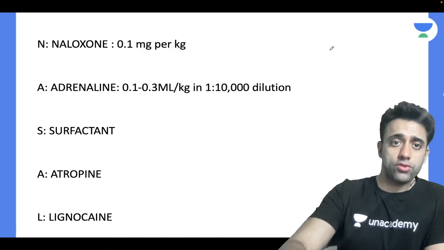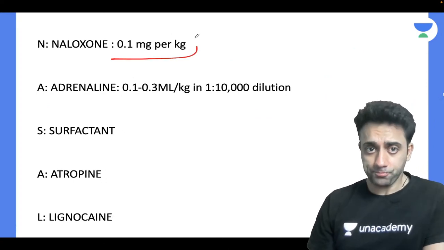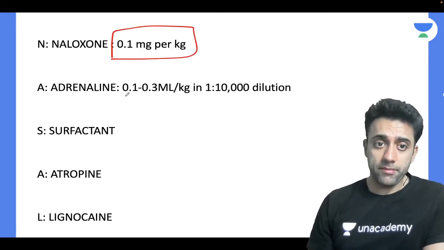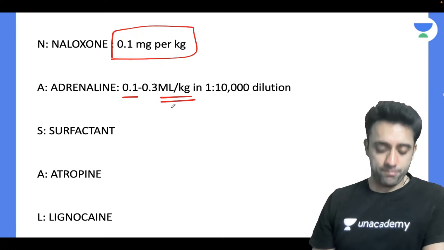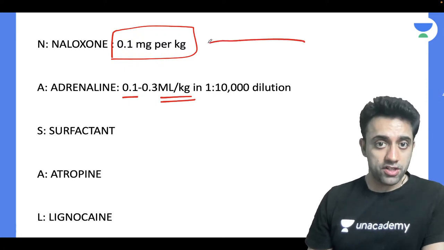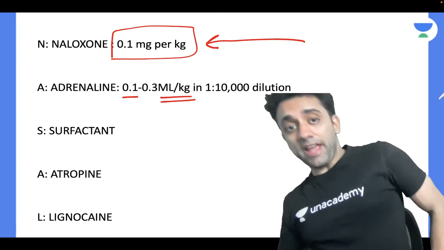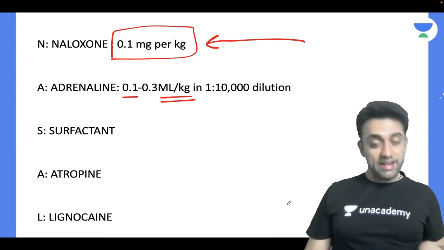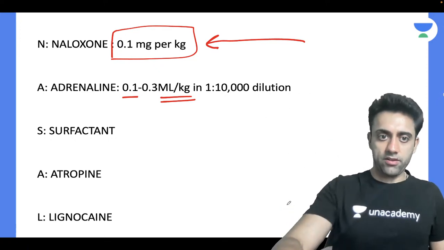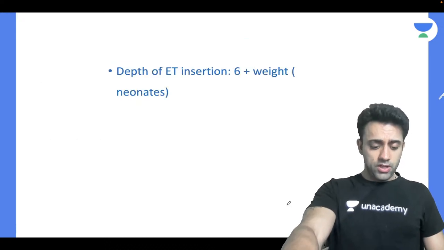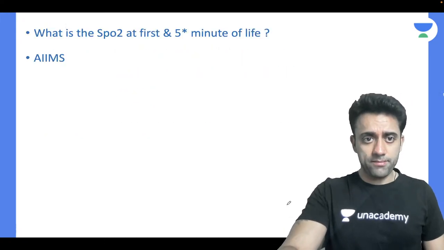Yes, the dose of naloxone is the same as adrenaline. It is 0.1. But remember, for adrenaline it is 0.1 ml per kg, and Shubhangi Kaushik is very right, for naloxone it is 0.1 mg per kg. So 0.1 ml per kg and 0.1 mg per kg. Same dose, remember that, okay? That finishes the whole part. Let me see if anything is there.